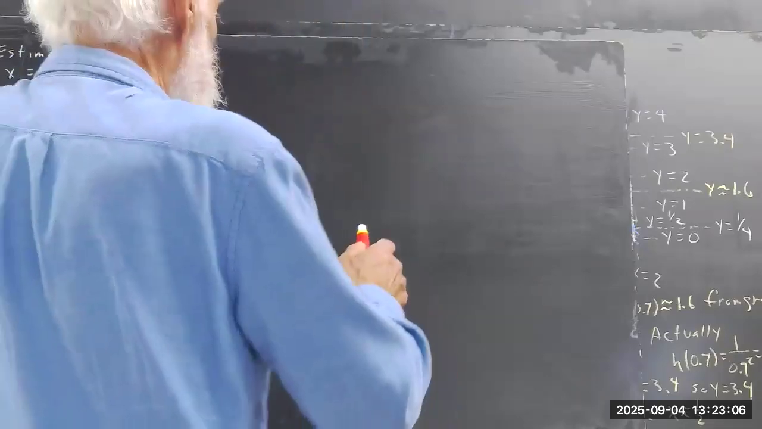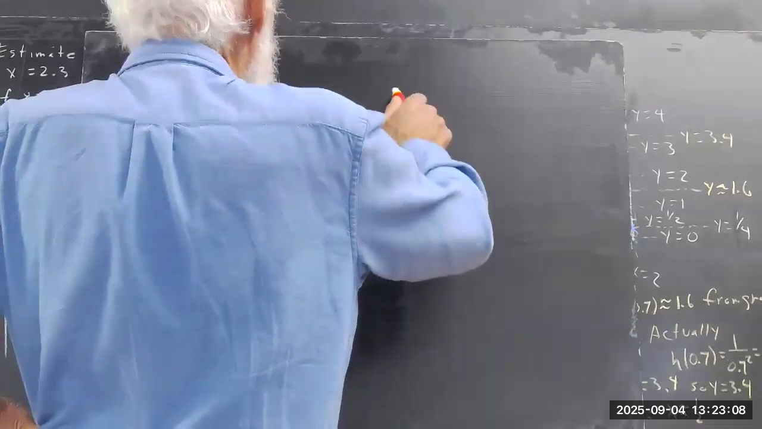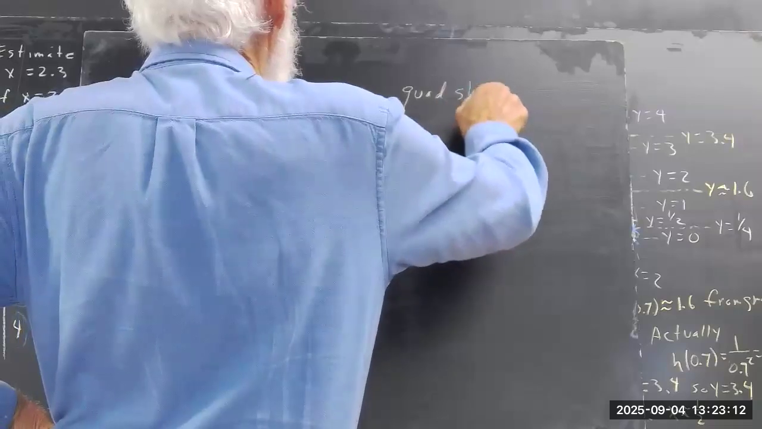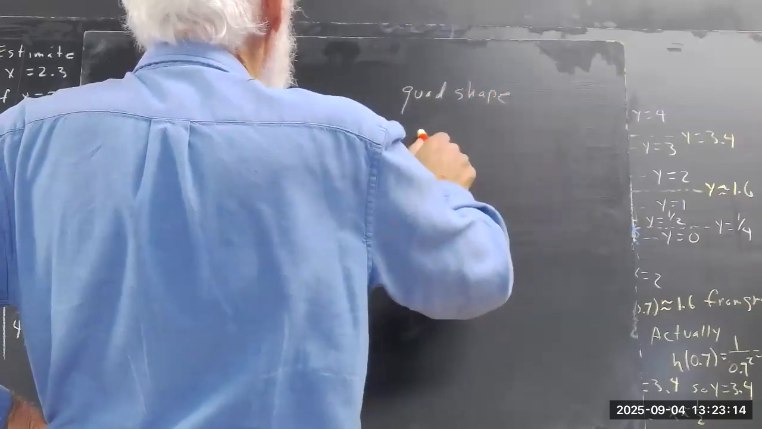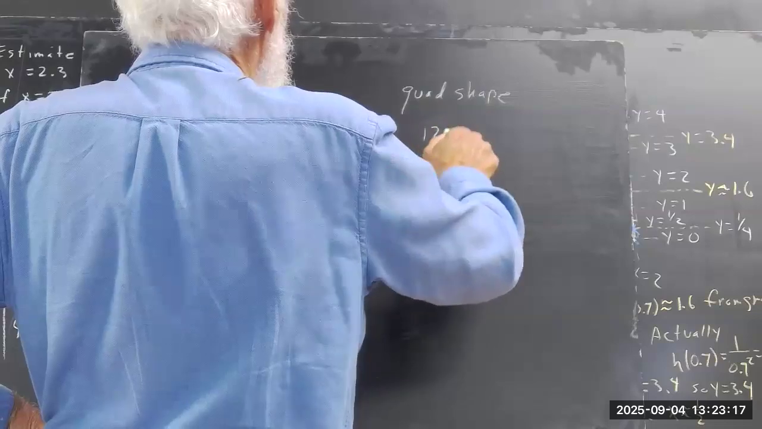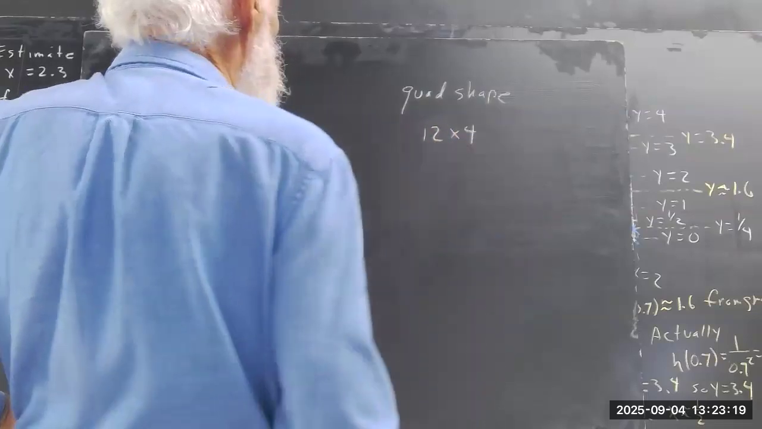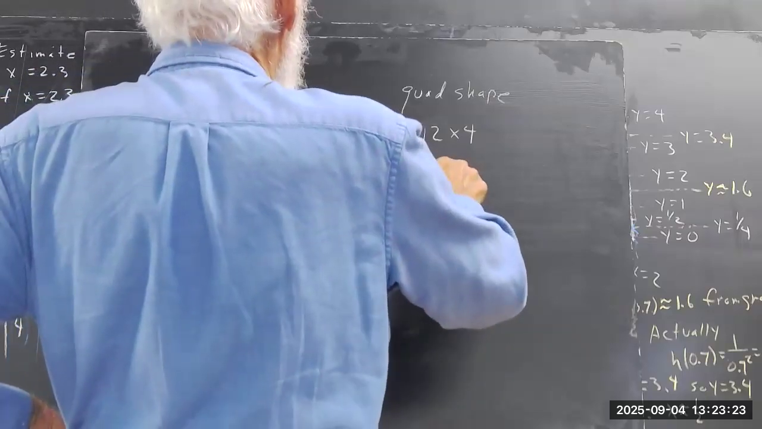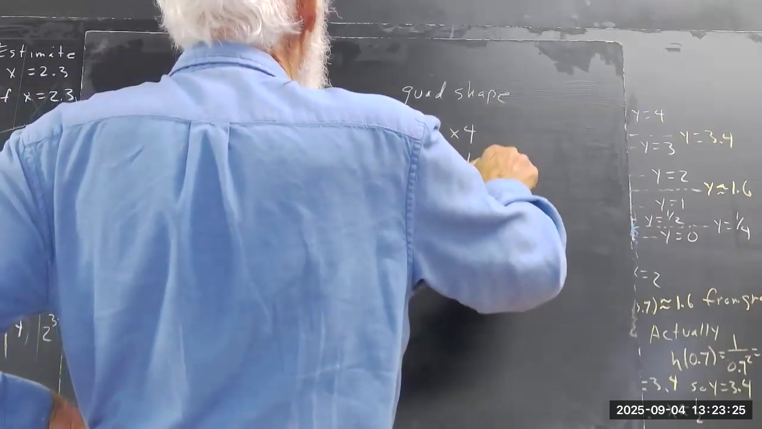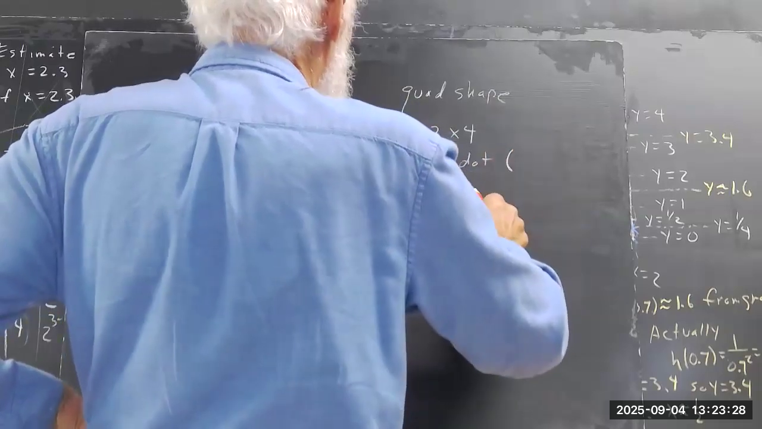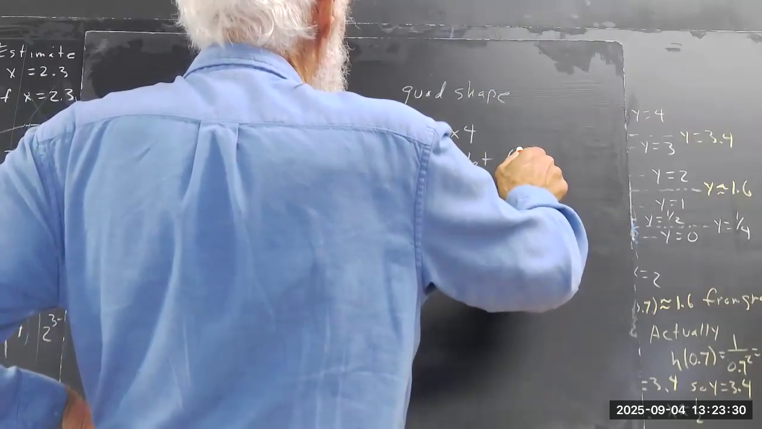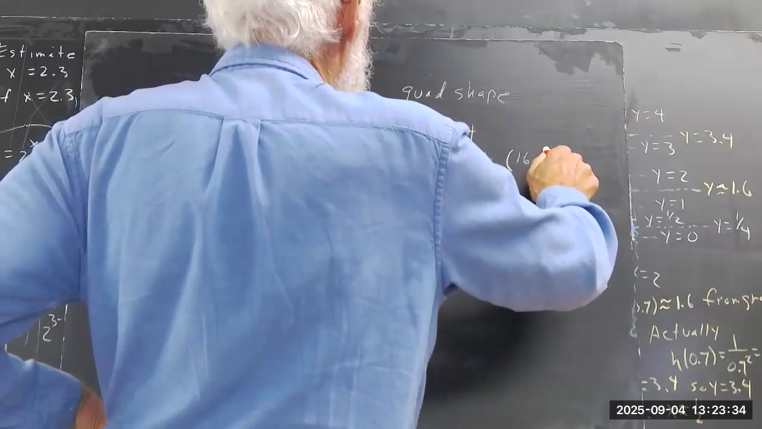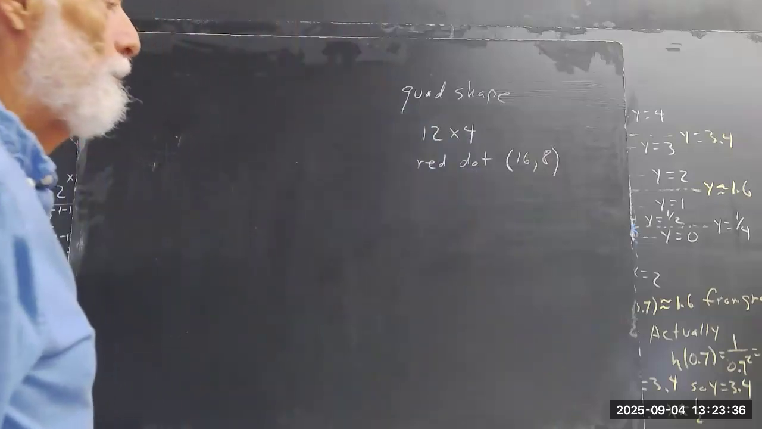I'm going to do another example. I'm going to do a quadratic function. Quadratic shape, 12 by 4. Red dot at the point 16, 8.